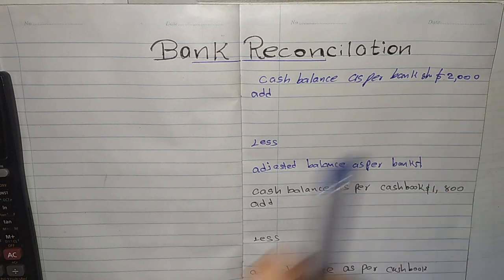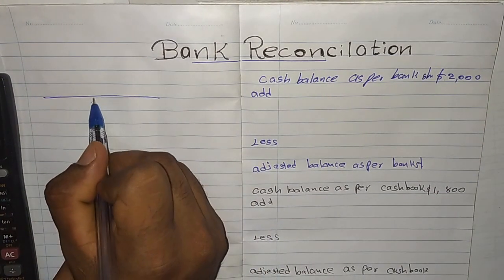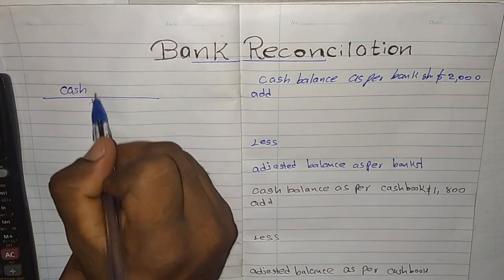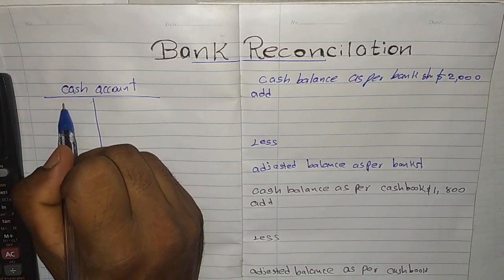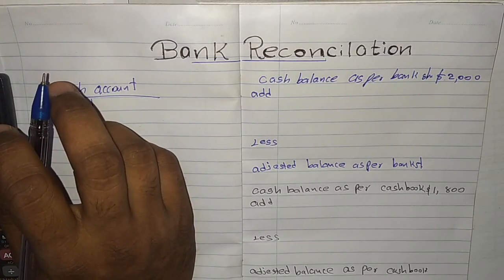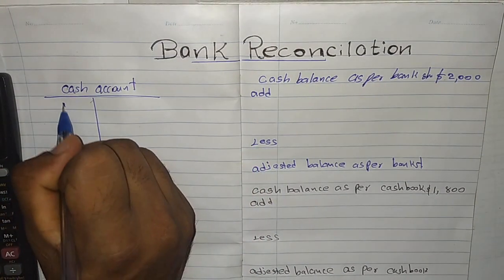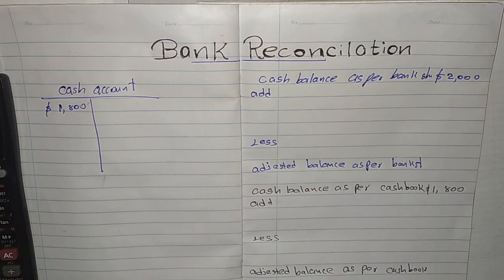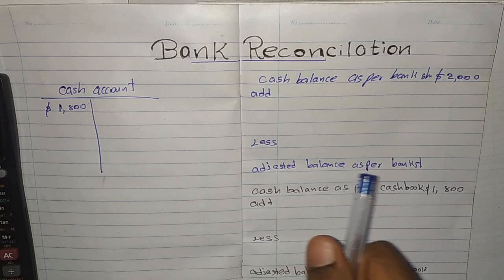If you're looking at our general ledger cash account, okay, we create a T ledger cash account. This is our general ledger. It's showing we have $1,800. So we are going to go back to our bank statement, and we are looking at it.